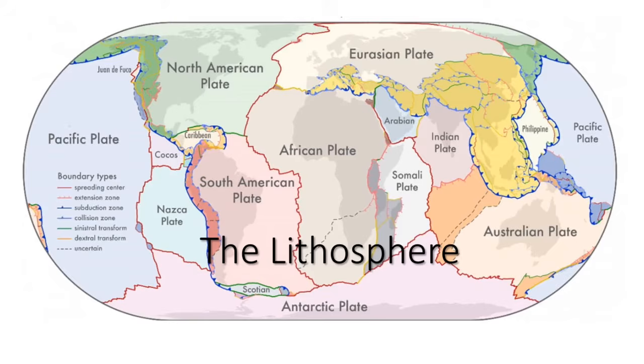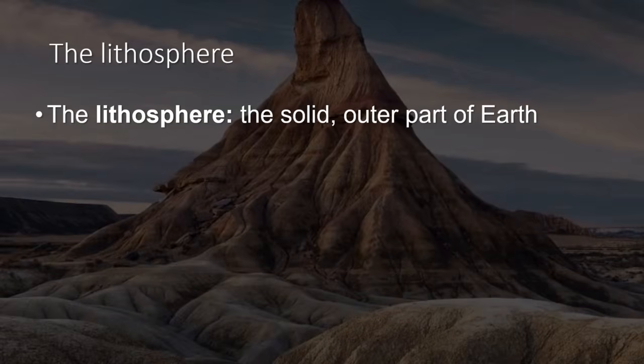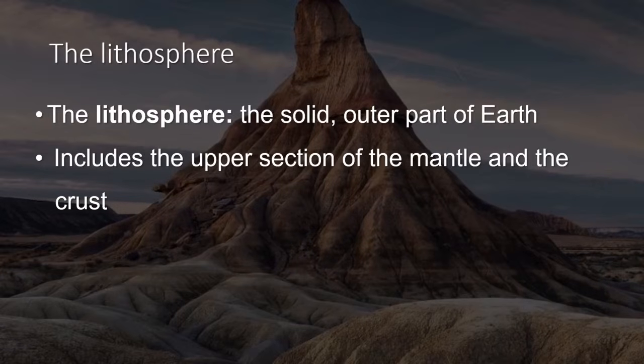We are going to look at what makes up the lithosphere, the different layers on the surface of the Earth, as well as the rock cycle which takes place on Earth. The lithosphere is the solid outer part of the Earth, and it includes the upper section of the mantle and crust, which are the outermost layers of the Earth's structure.